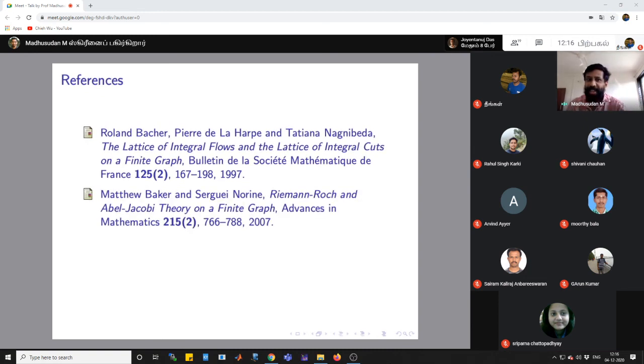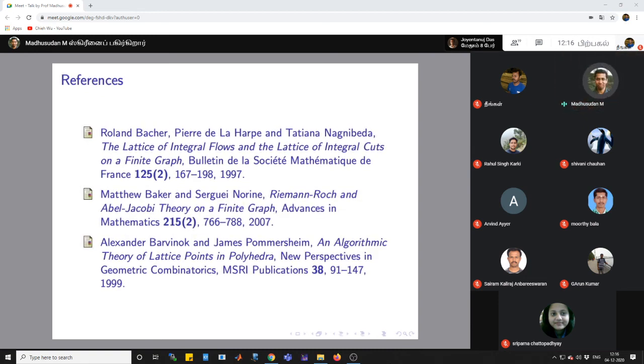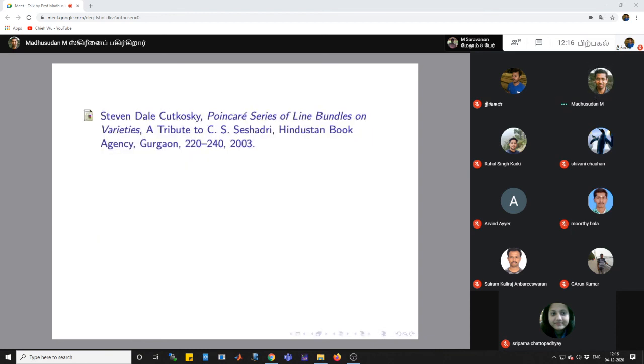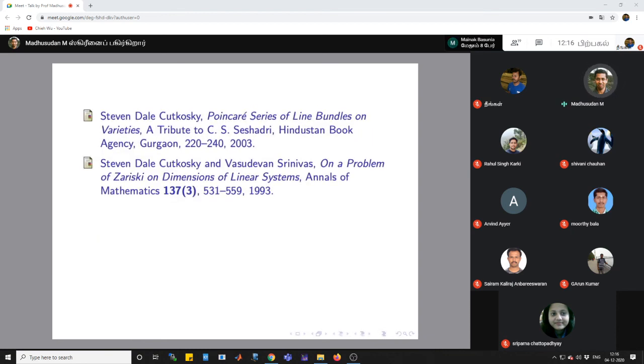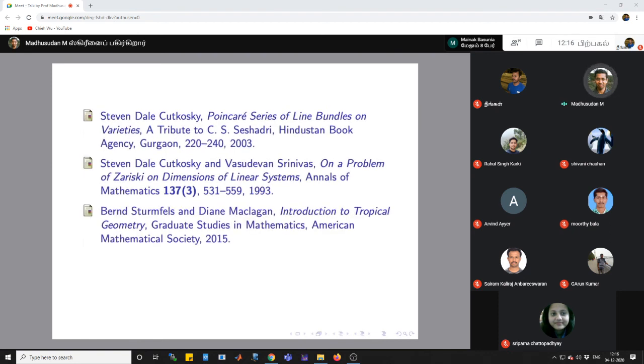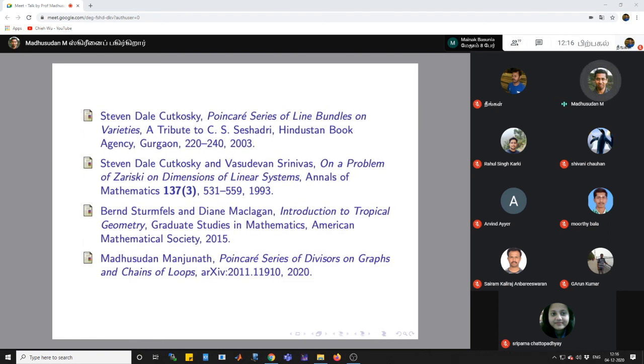So yeah, and here are the references. This is the Baker-Norine paper, first one, and then Baker-Norine and Barbino-Pomershin, and then Katkowski's paper, Katkowski-Srinivas, and Stumfeld-McLagan, or maybe it should be McLagan-Stumfeld. Sorry, I just interchanged the names. And then this is our preprint, the last one that we just put out on the arXiv.